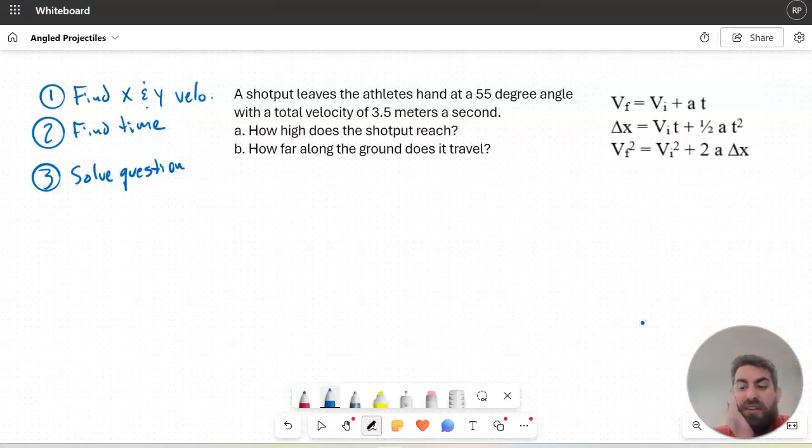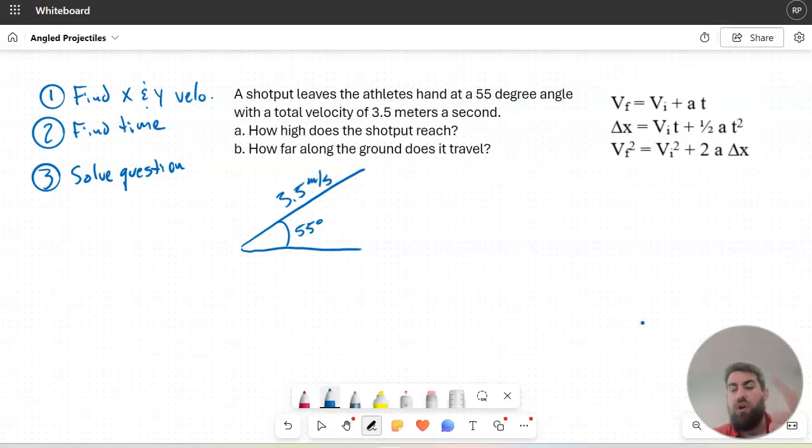That's the difficult part about these. In order to find anything we ask you, you're going to need time, and you just need to recognize to do that. So let's draw the triangle first. A shot put leaves the athlete's hand at a 55-degree angle. So we know that angle is 55 degrees, and we know the total velocity is 3.5 meters a second.